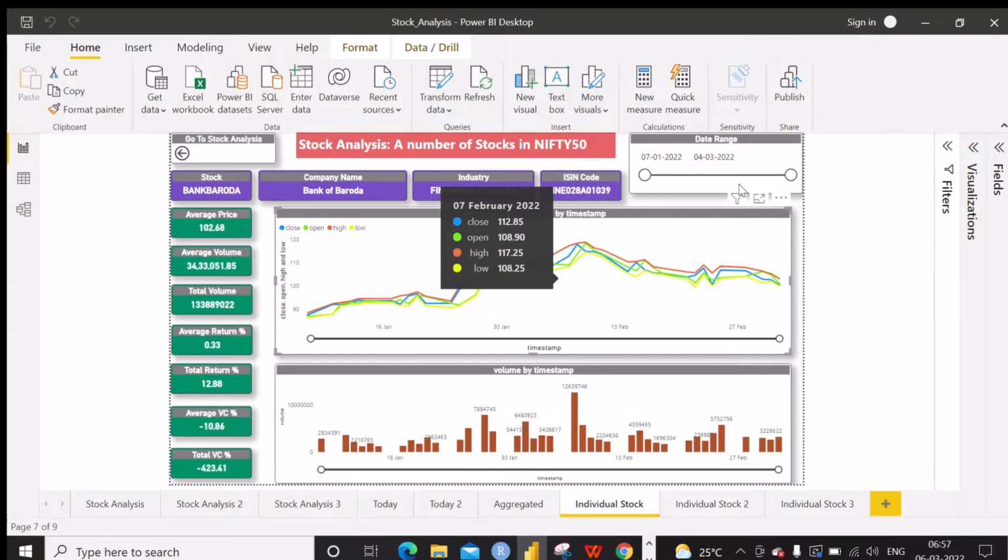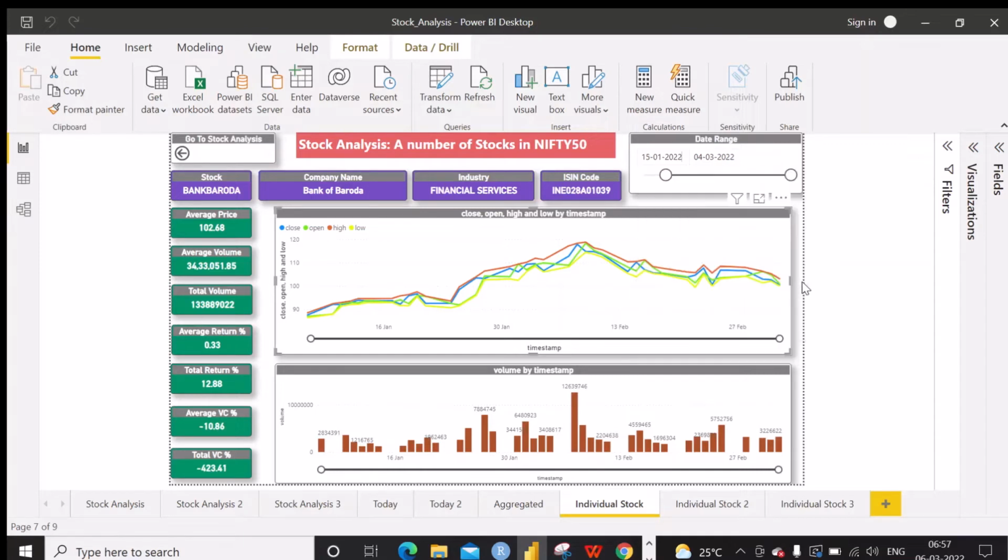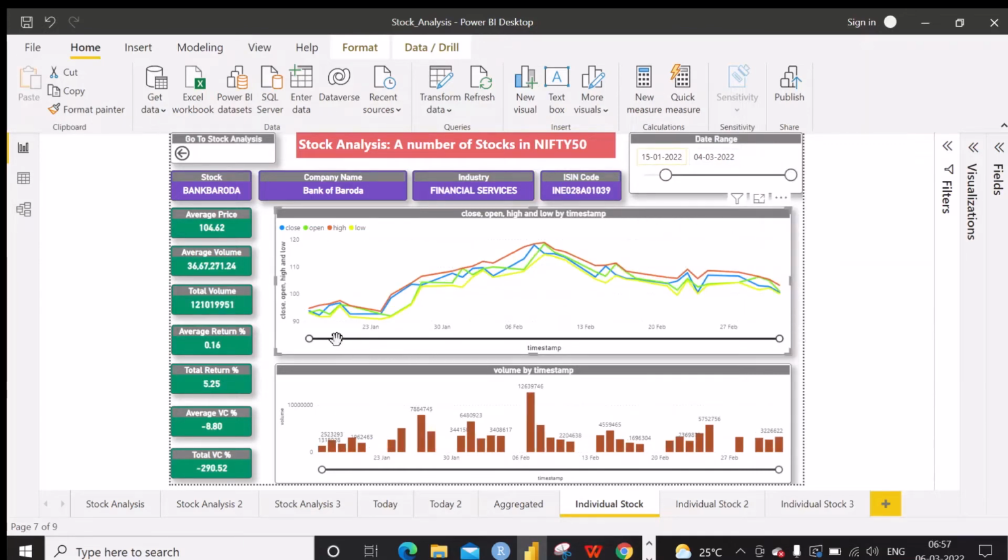And as usual, you can also select a different date period. Based on that, the transactions will be shown, and you can also get the average price and everything. That is the way the first page of the individual stock is used.